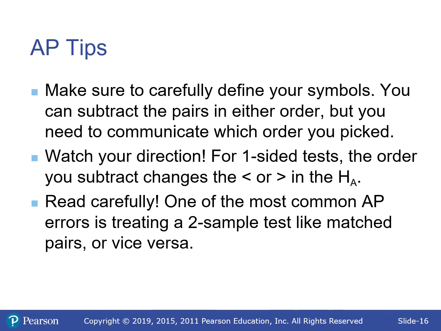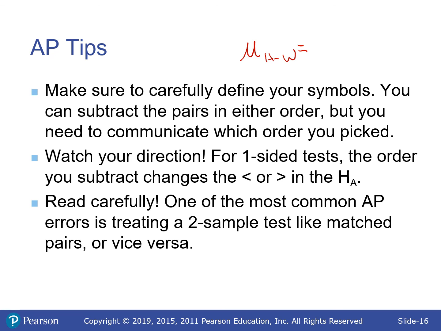Make sure to carefully define your symbols. You can subtract them in either order, but you need to say what it is. You have to label that. That is hugely important. Now, if you had, say, the husband and wife deal, you could use the mean of the husband minus wife in your subscript. That might get you there, but I would specify that this is the mean of husband minus wife. Actually write it out.